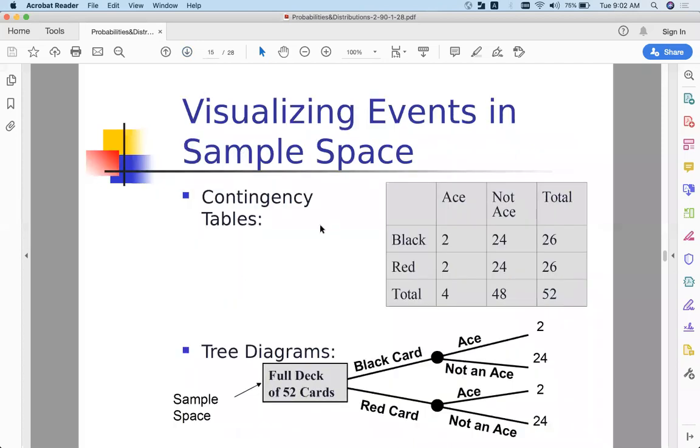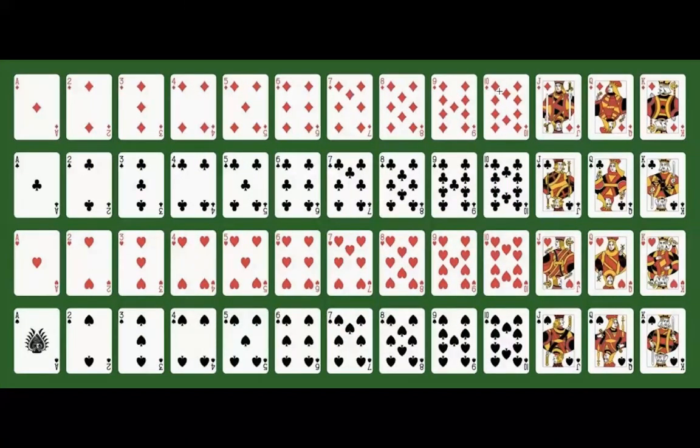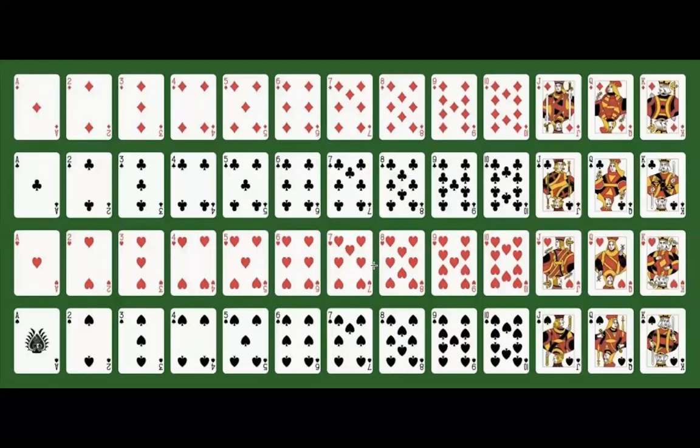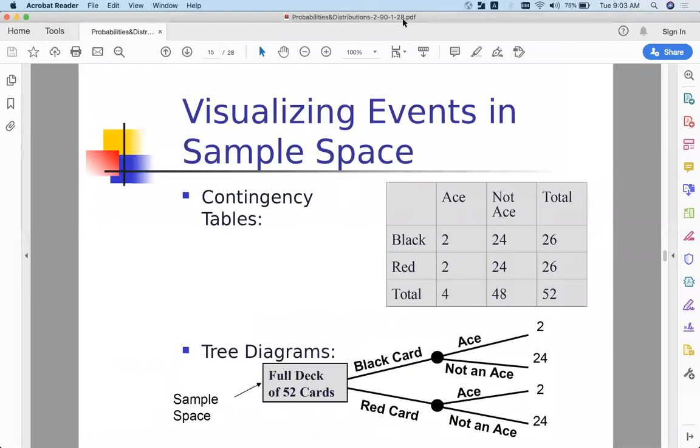This is just for visualization, for whoever is getting confused. I hope this doesn't confuse you even more, but a contingency table is basically trying to break this down in visual form into a table. I've just written this whole thing into a table. Now, how can I write this? I can write this deck of 52 cards. So 52 cards are there in total. I can break them down.